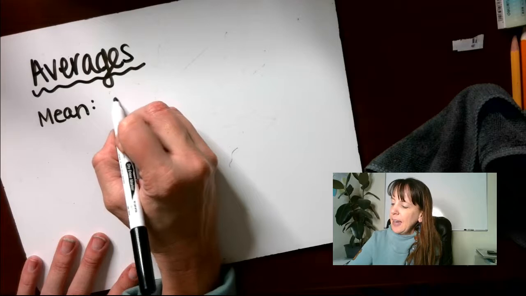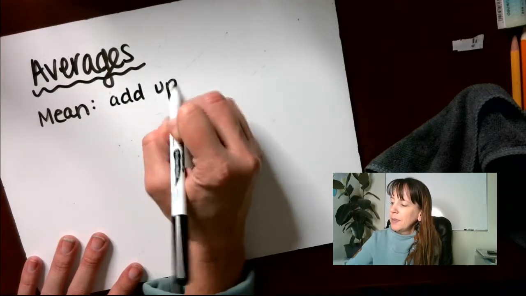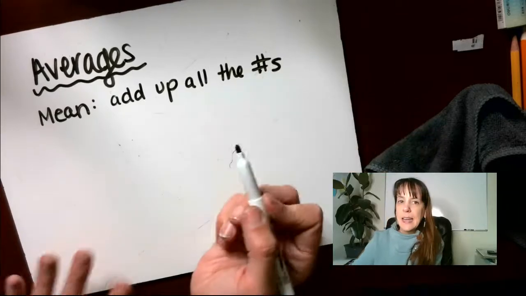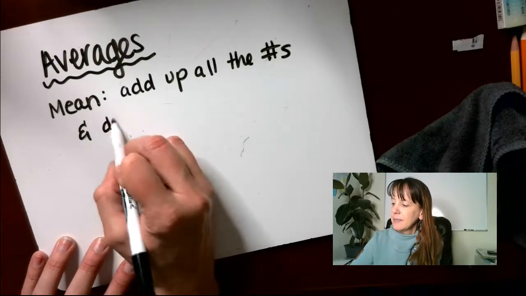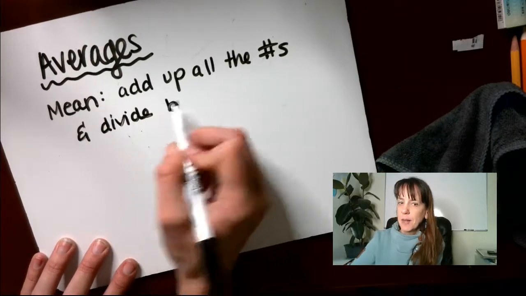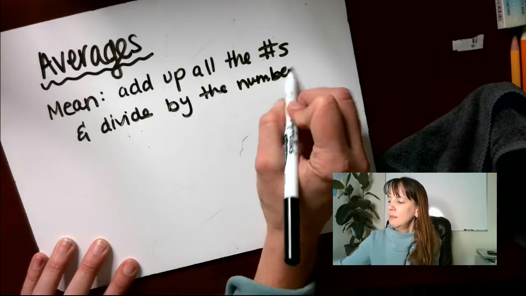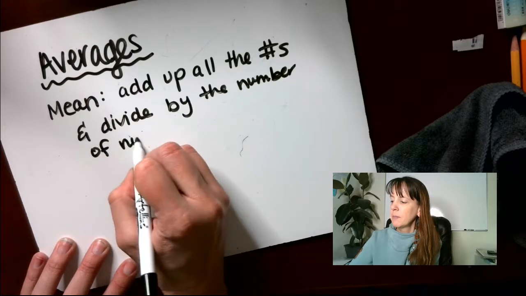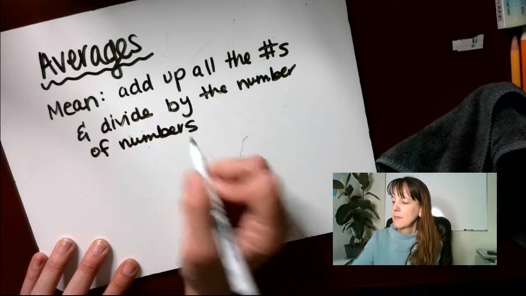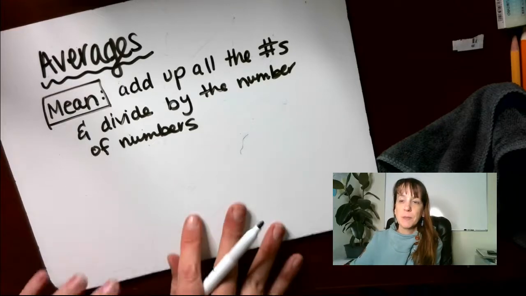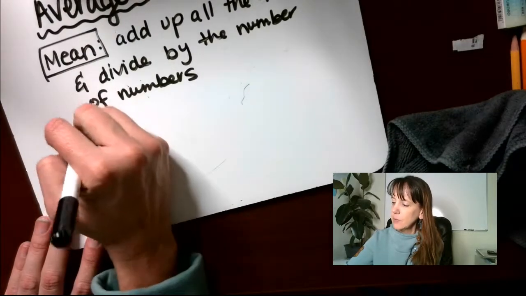Mean is add up all the numbers and divide by the number of numbers. Okay? So mean is add up all the numbers and divide by the number of numbers. The next one is mode.